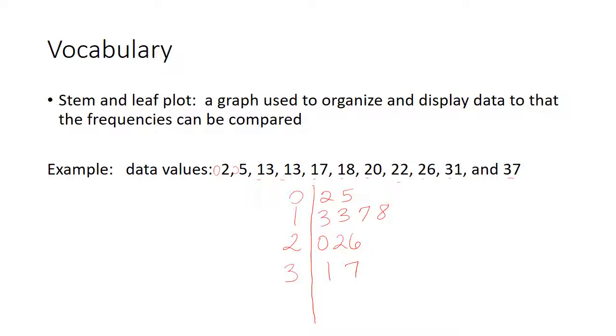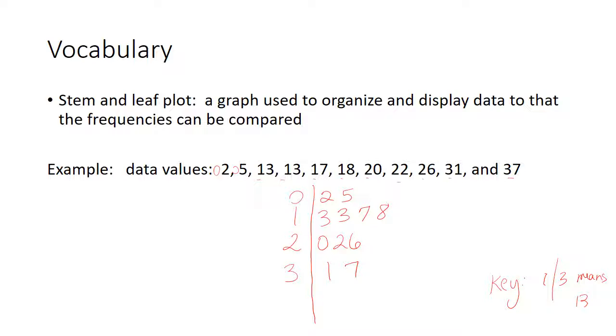We'll also need to make a key. So down here at this side we always say key, and then you're just going to draw one of them, like 1 line 3 means 13. So when you read this, the values are 2, 5, 13, 13, 17, 18, 20, 22, 26, 31, and 37. So it's just another way of organizing data.